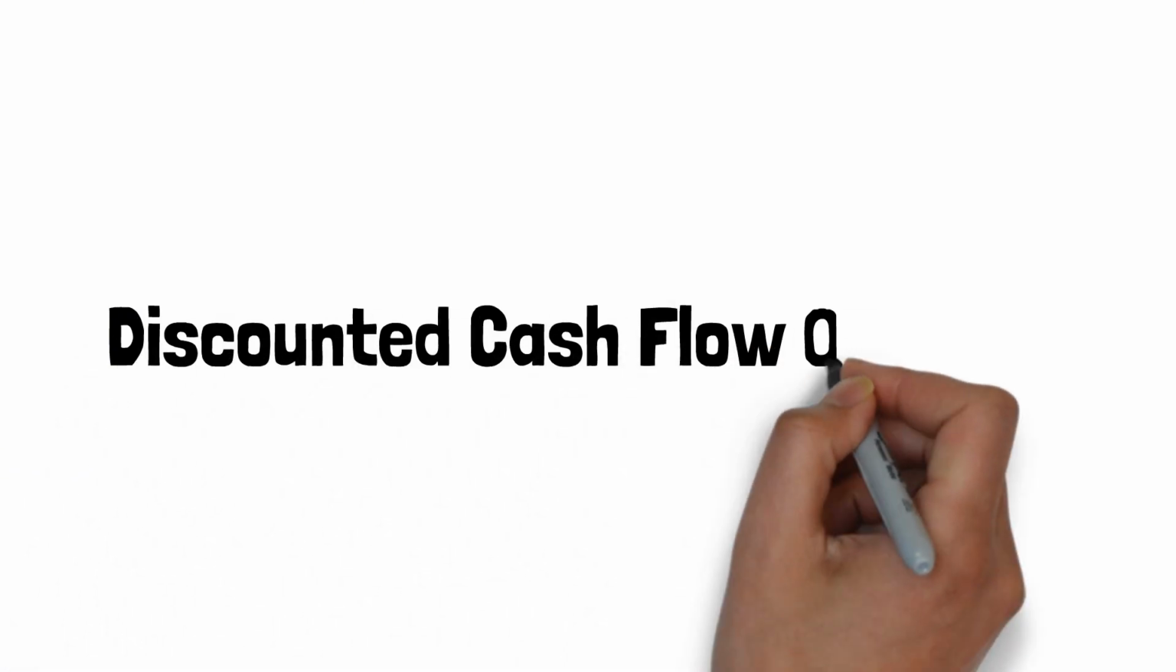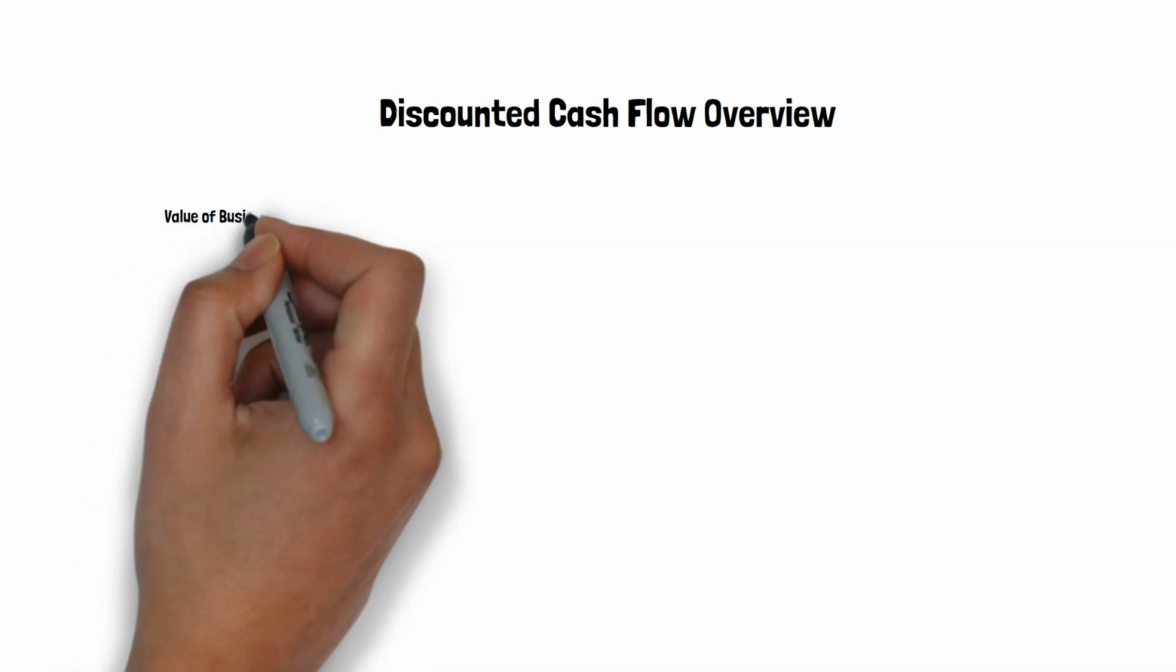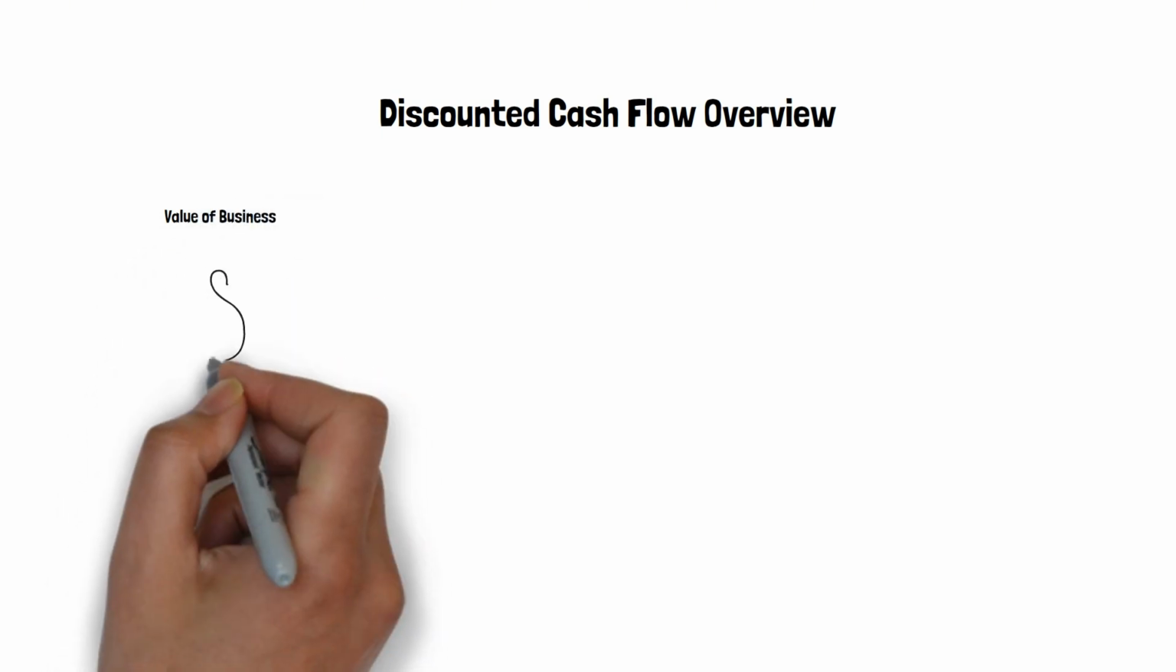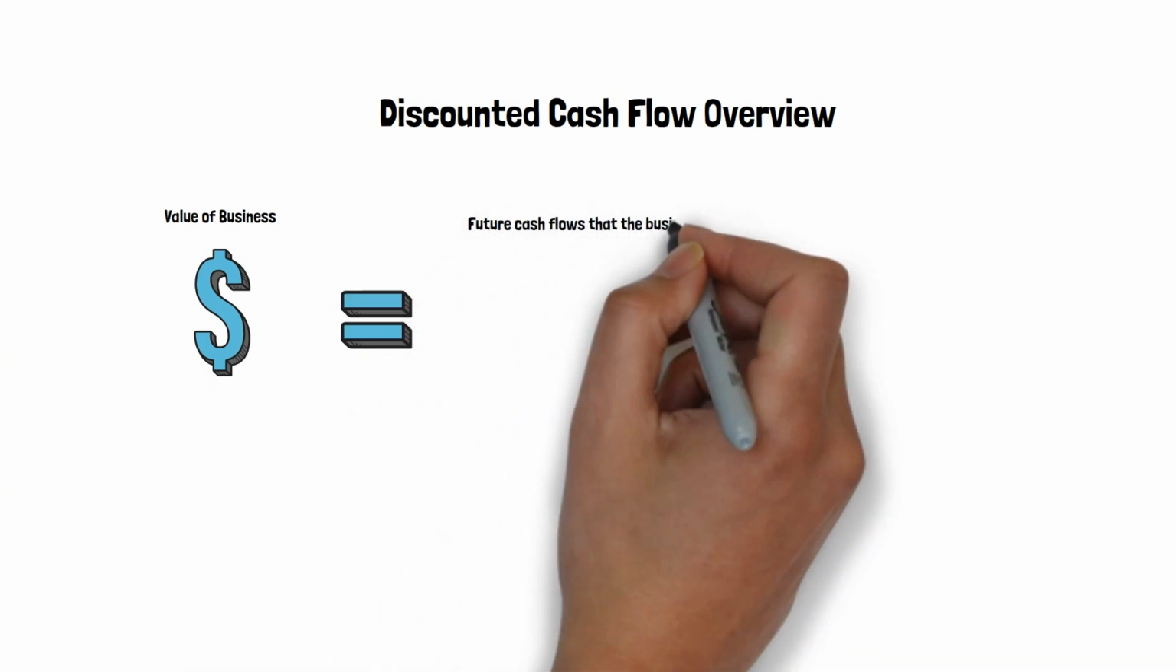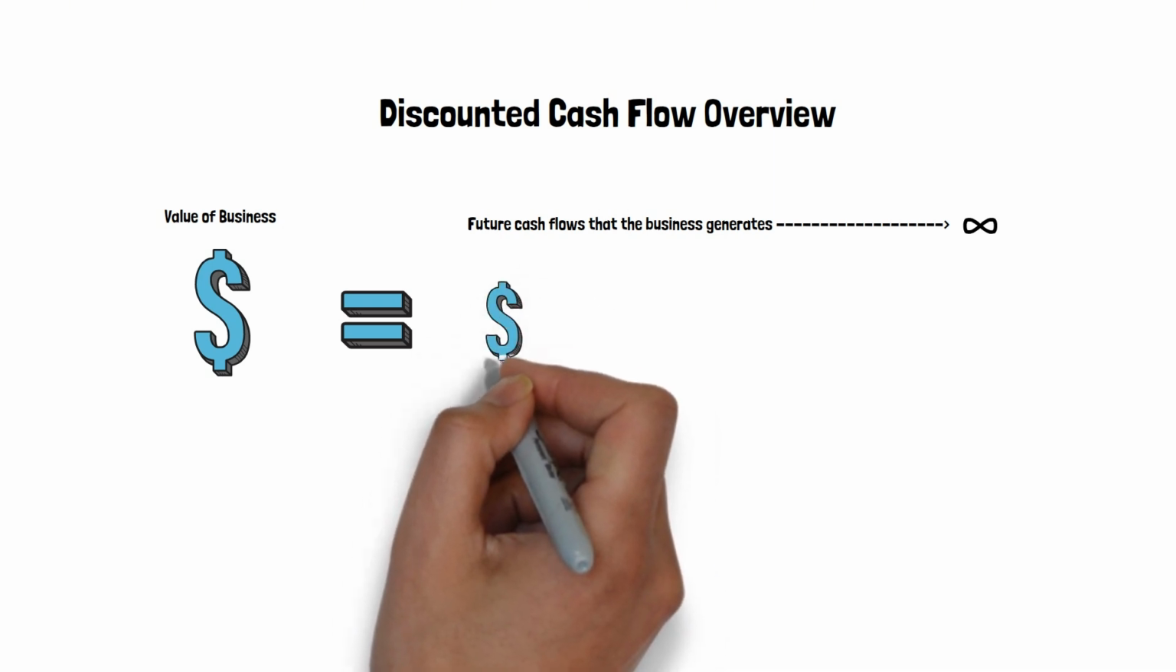Discounted cash flow overview. A discounted cash flow is used to calculate the value of a business based on all future cash flows that the asset generates. It is an intrinsic calculation of value. In other words, it is not dependent on the relative value of other companies.